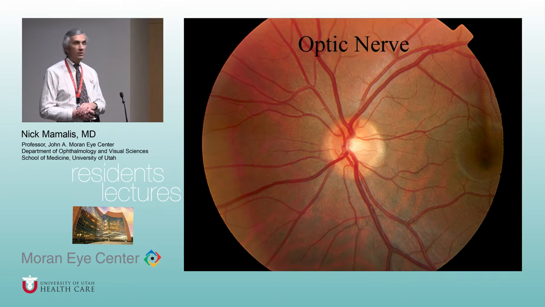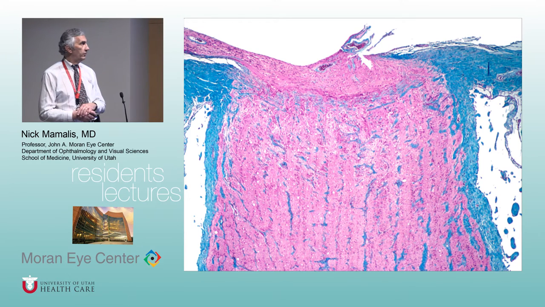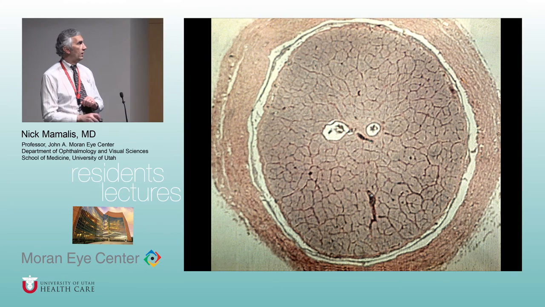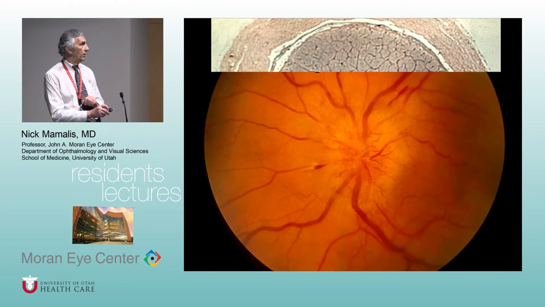All right, so the optic nerve. We're going to look at just a couple of different lesions of the optic nerve. Now, this is the optic nerve with the trichrome stain again, showing you the columns with the pial septae in between, the subarachnoid, and then lastly, there's an optic nerve sheath outside of that. Optic nerve sheath, arachnoid, subarachnoid, pia, central retinal artery, and vein.